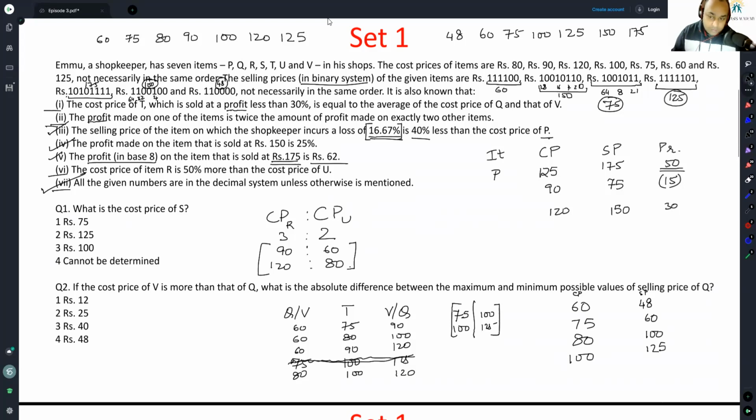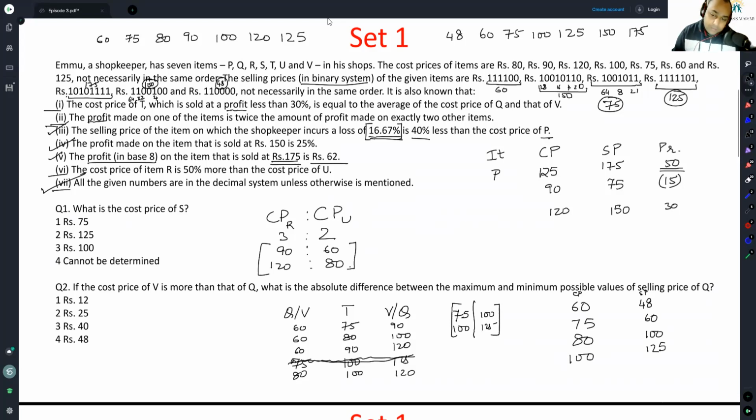80 with 100, you get a profit of 20. I need profit of 40 now or profit of 10 now. There is no case in which I'm getting a profit of 10 or a profit of 40. So 80 with 100 doesn't work. 80 with 125 doesn't work because it gives a profit of 45. Half of that is not possible, and double of that is 90, which is again not possible.